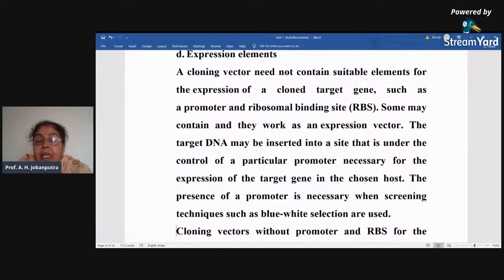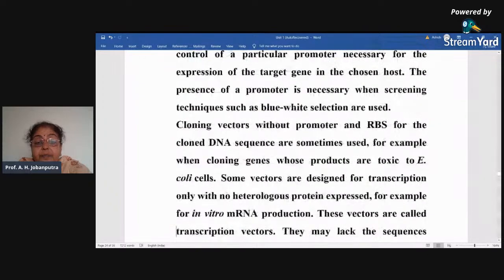In that case some colonies will be blue, some will be white, so you can select those colonies which are of your interest.